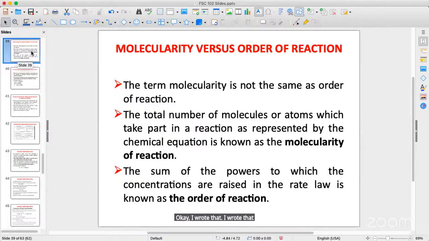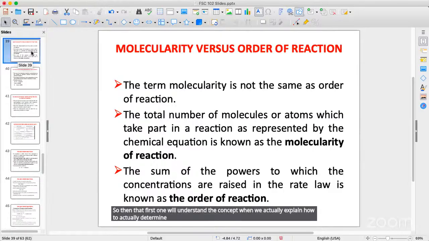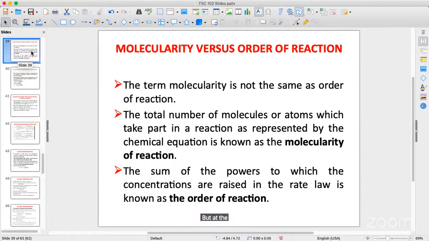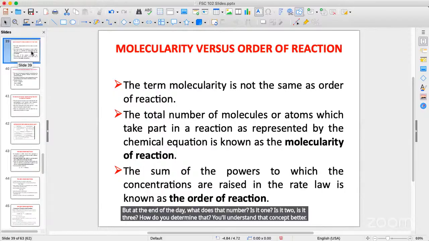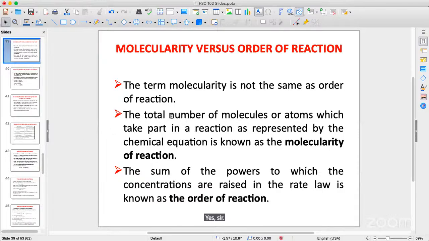Then that first one, you'll understand the concept when we explain how to determine the order of reaction. We've told you what the concept is, but at the end of the day, what is that number? Is it 1? Is it 2? Is it 3? How do you determine that? You'll understand that concept better.